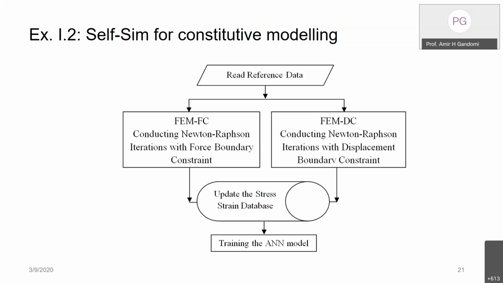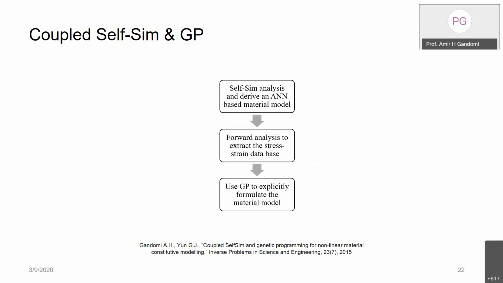So there is one framework actually proposed by Professor Gabushi at UIUC. They run two parallel finite element analyses. One of them is force control, the other one is displacement control. They create a database, and then they train a neural network in each iteration. They continue all this process in a loop in order to develop one ANN based, or artificial neural network based, constitutive material model.